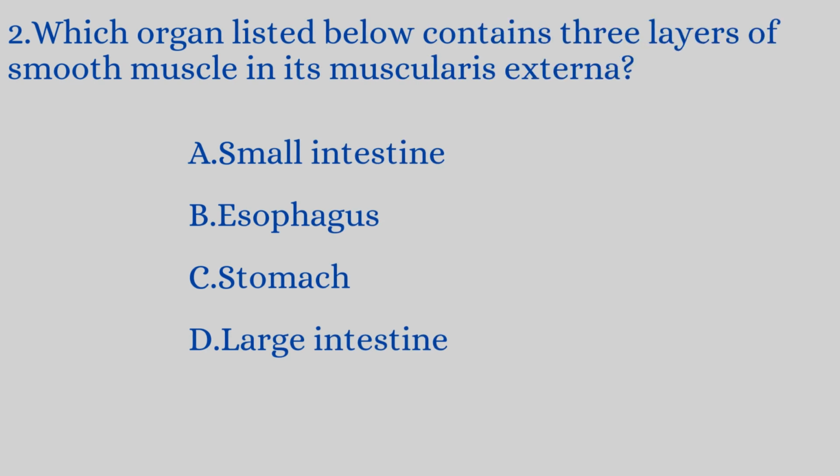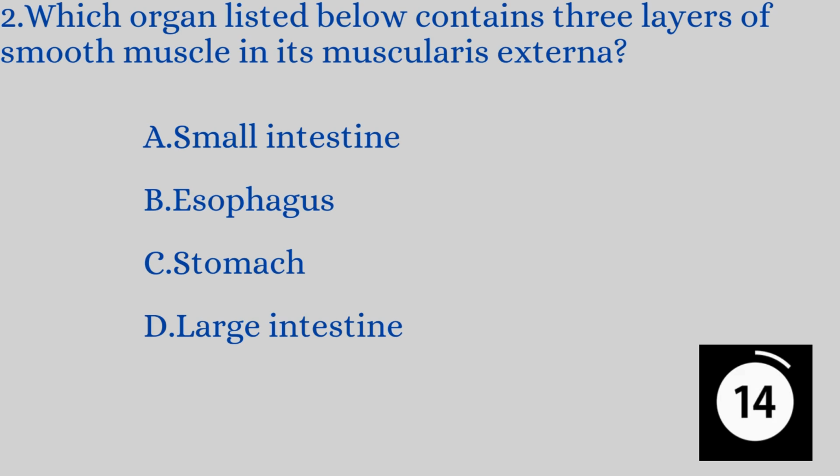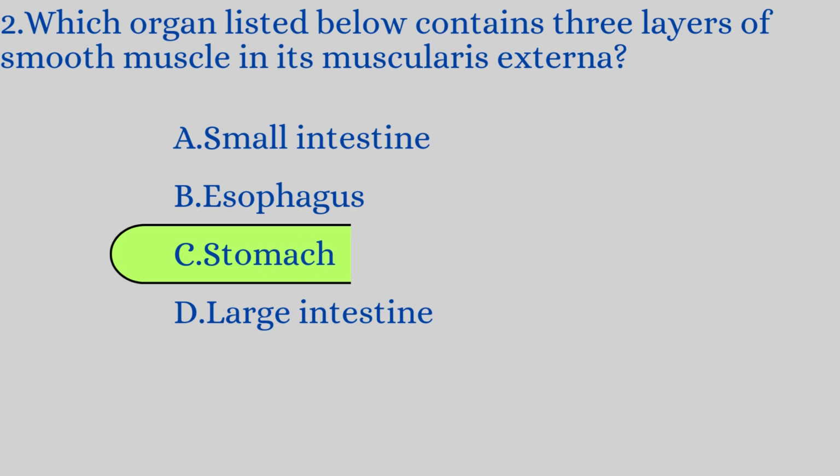2. Which organ listed below contains 3 layers of smooth muscle in its muscularis externa? A. Small intestine, B. Esophagus, C. Stomach, D. Large intestine. The answer is C. Stomach.